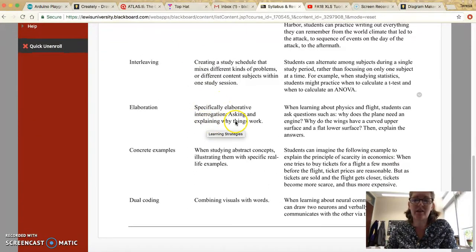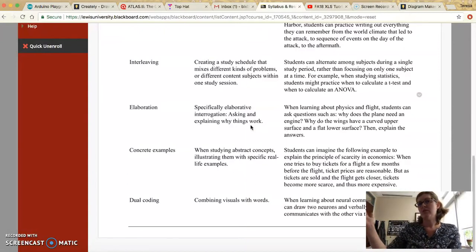Elaboration. So this has a lot to do with asking and explaining why things work. So when you study, it's really helpful to work in teams, to study in teams, and to ask each other questions and just explain what you know, everything that you know about a topic. So tell me about limiting reagent stoichiometry, and then you just expound everything you could possibly explain about it, and then you have a discussion with your peers.